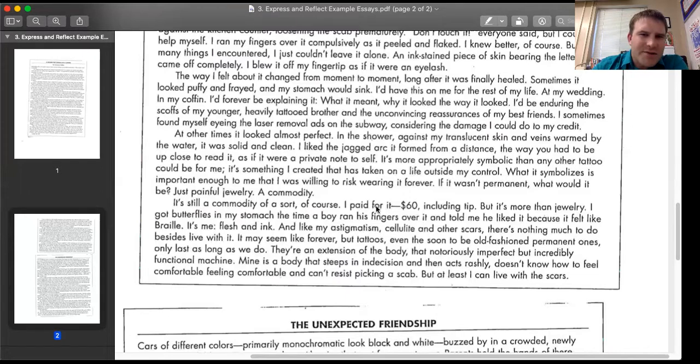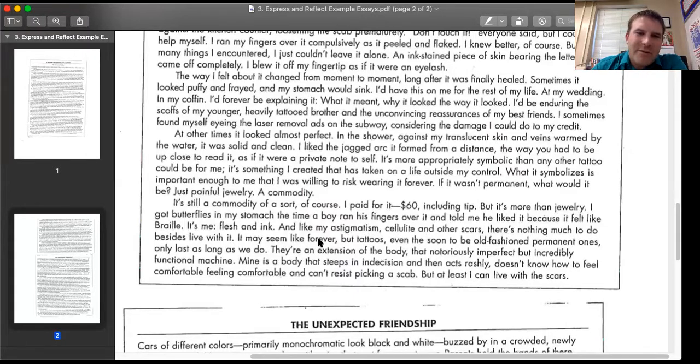It's still a commodity of sorts. I paid for it, $60, including tip. But it's more than jewelry. I got butterflies in my stomach at the time a boy ran his fingers over it and told me he liked it because it felt like Braille. It's me, flesh and ink. And like my stigmatism, cellulite, and other scars, there's nothing much to do besides live with it.